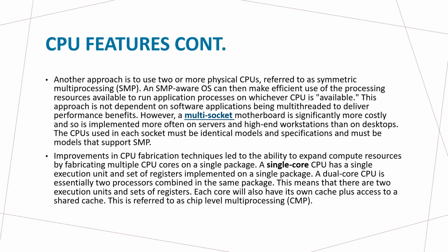Improvements in CPU fabrication techniques led to the ability to expand compute resources by fabricating multiple CPU cores on a single package. A single-core CPU has a single execution unit and set of registers implemented on a single package. A dual-core CPU is essentially two processors combined into the same package. This means that there are two execution units and sets of registers. Each core will have its own cache, plus access to a shared cache. This is referred to as chip-level multiprocessing.